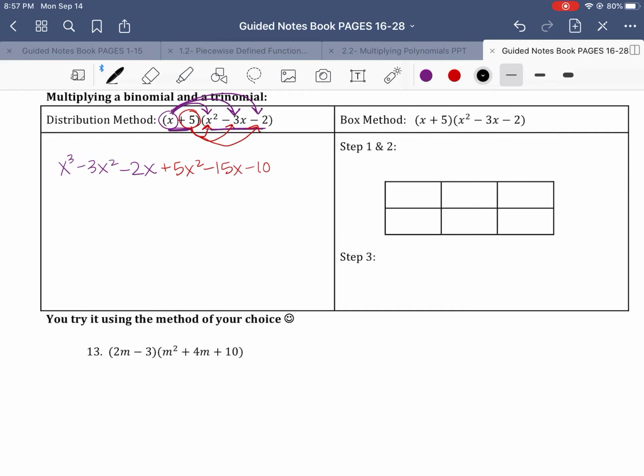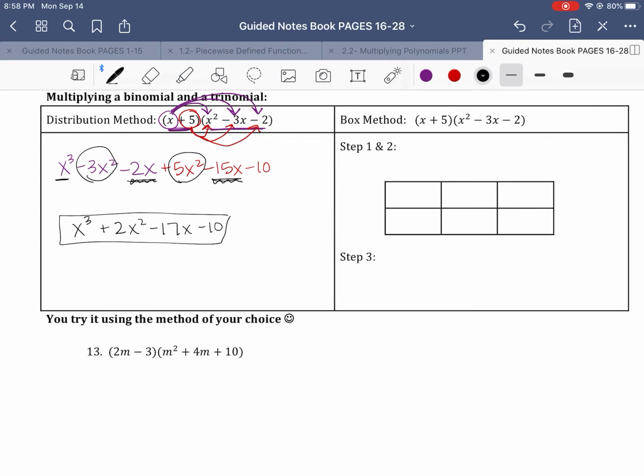If you have any like terms, you then combine them. Again, the x cubed is the only cubed piece, so it'll stay out front. We have a negative 3x squared and a positive 5x squared. So when we combine those, we get 2x squared. We have a negative 2x and a negative 15x. Those combined give us a negative 17x, and then we bring down that negative 10. That's in standard form, and that would be our final answer.